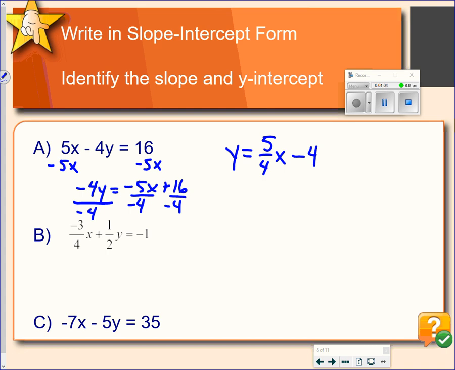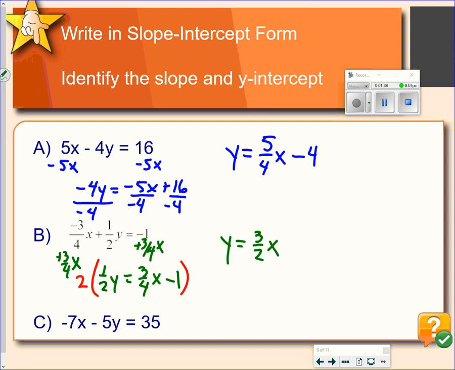In example B, we're going to do the same thing, but we have fractions. So first we'll add 3/4 x on both sides. So we have 1/2 y equals 3/4 x minus 1. And then because we have a fraction here, we'll multiply by the reciprocal, which is 2, on both sides. So 1/2 times 2 is just 1y. 2 times 3/4 becomes 3/2. And 2 times negative 1 is negative 2.